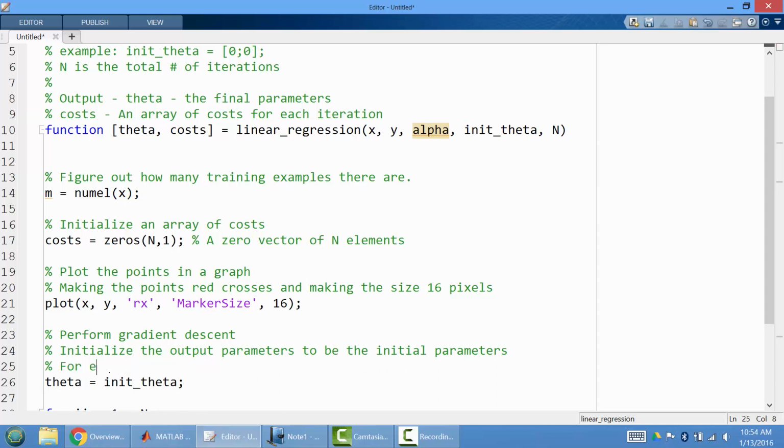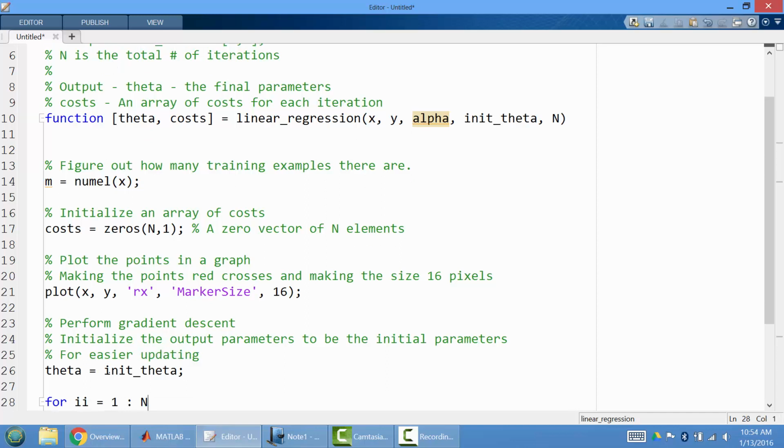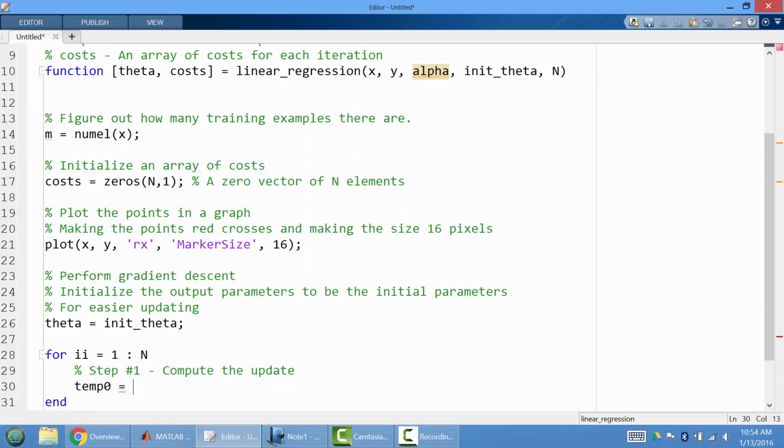So for easier updating. Okay. Then what you're going to do is compute what the update was. You have theta. Remember, MATLAB starts indexing at 1, so you don't use 0, you use 1. Then you'll do alpha divided by m, and then you have to sum over theta 1 plus theta 2 times x minus y. And then that's it, right?